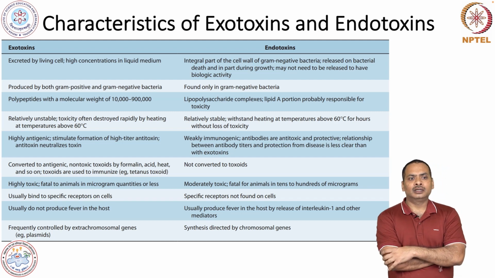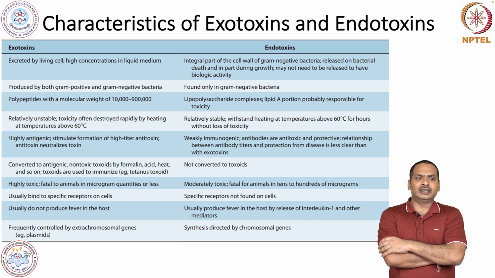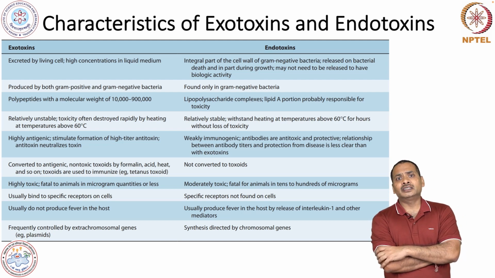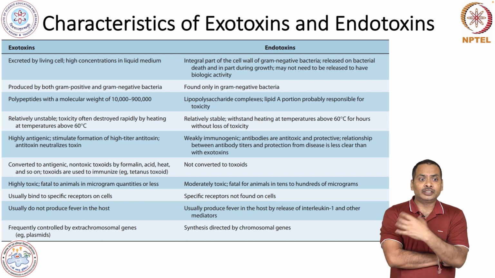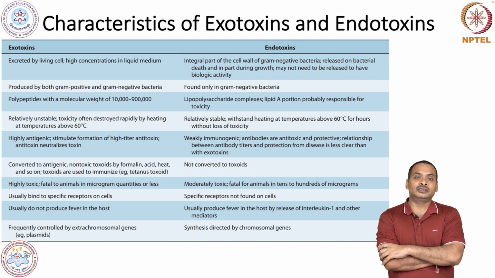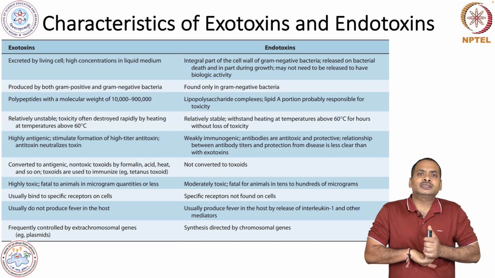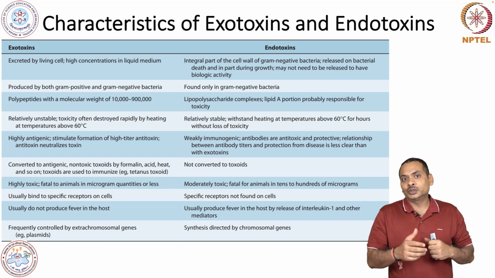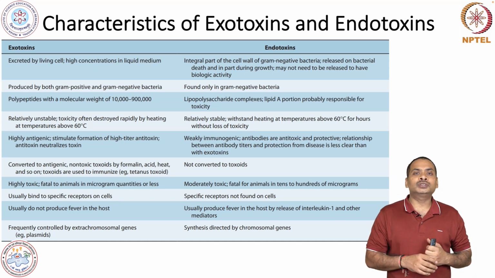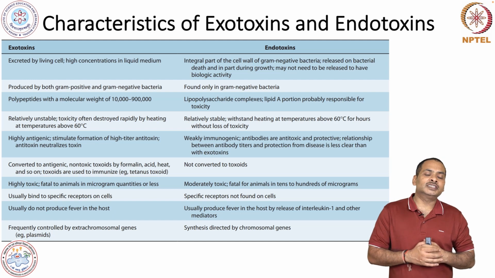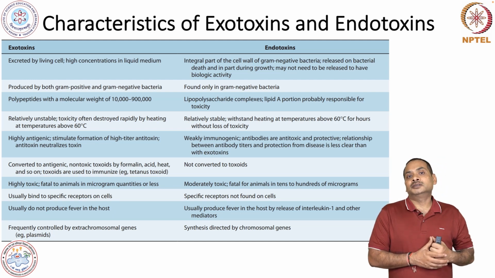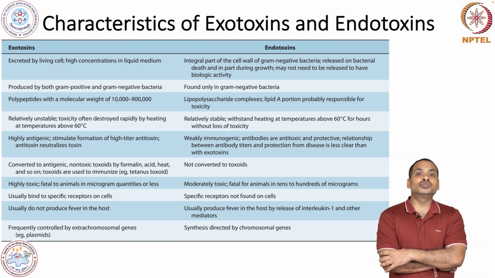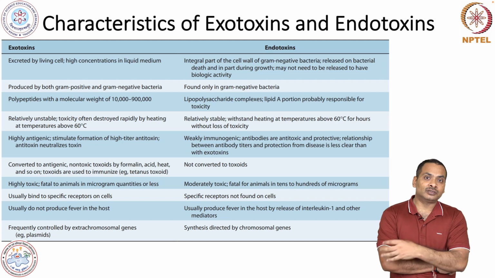Exotoxin is basically highly antigenic and stimulates formation of a high titer antitoxin to neutralize the toxin. Since this exotoxin is proteinaceous in nature, you can inject some appropriate host in sublethal concentration, and then you can make the kind of antisera which can be useful in treatment of that disease.